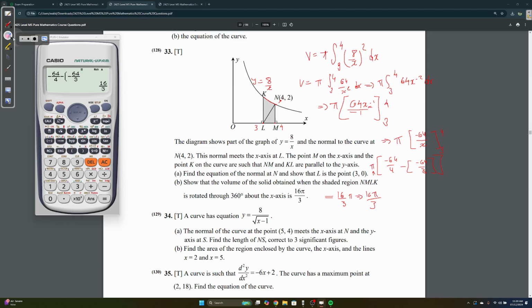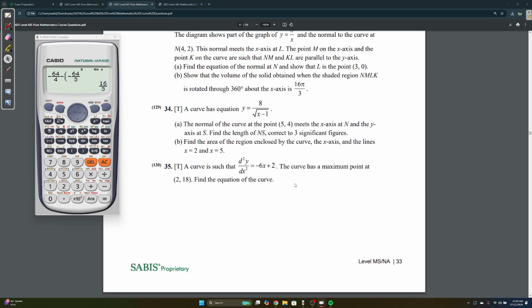Very easy. Question 34. A curve has equation y is equal to 8 over root x minus 1.